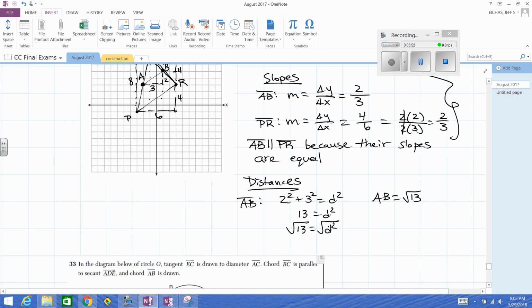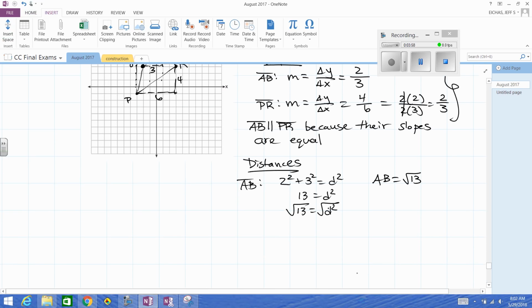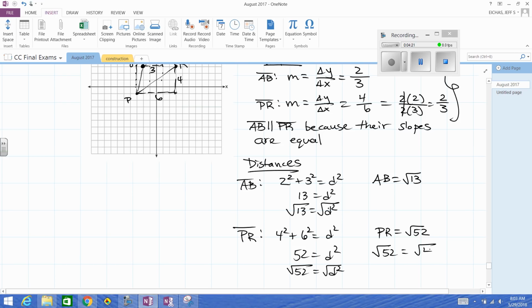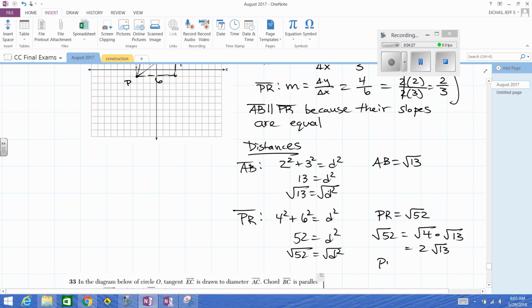I'd rather you didn't use your calculator and get a decimal for that. I don't know if everybody's going to feel the same way, whoever's scoring your paper. But PR, same thing. I'm going to use d again, even though I probably shouldn't. It's 52, square root both sides. So PR is the square root of 52. Now, square root of 52 can break down: square root of 4 times square root of 13, which is 2 square roots of 13. So PR has a length that's 2 square roots of 13. So that's twice as much as that.